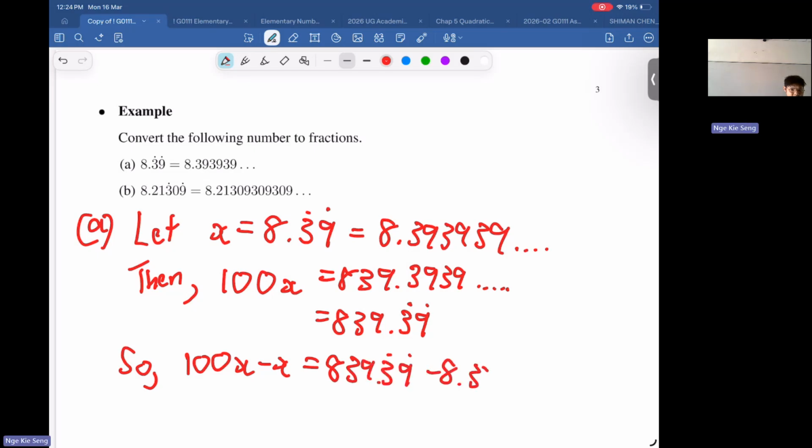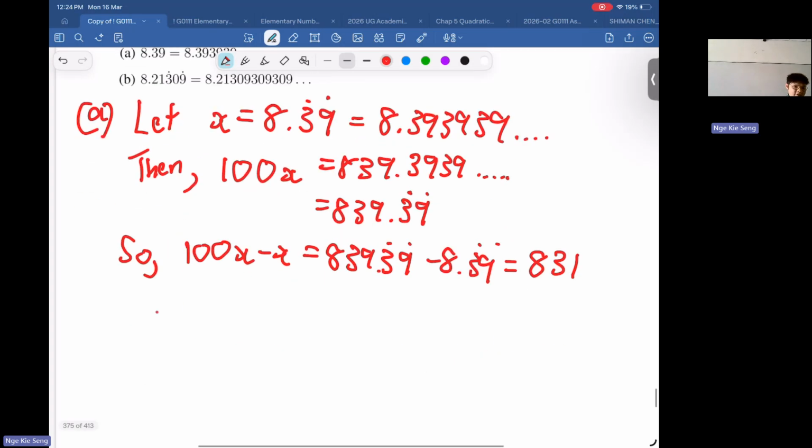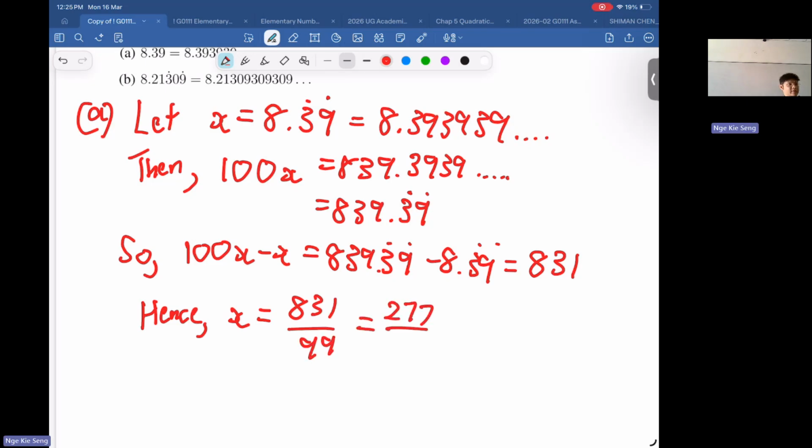the string of repeating decimals will disappear after the decimal place, such that you just get an integer. This is what you want in your fraction, because inside a fraction you only have integers. You don't have decimals anymore. So in this case, you can see that this trick really gives you 831 over 99, which is 277 over 33. Actually, you can try and check whether this is true or not.